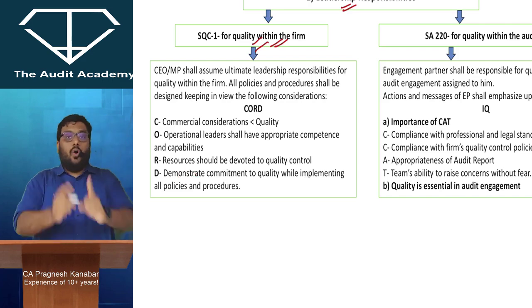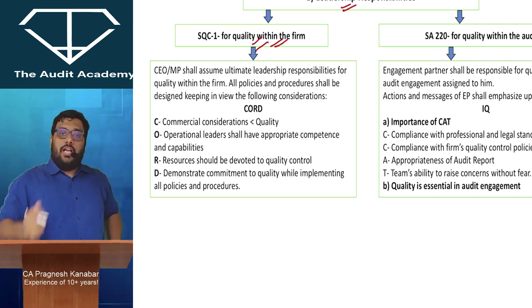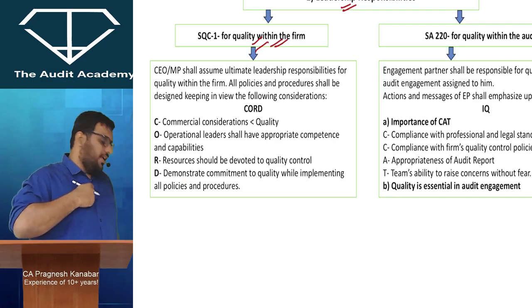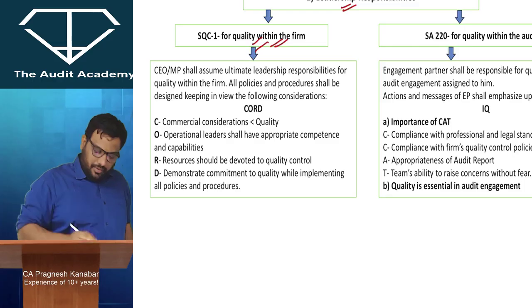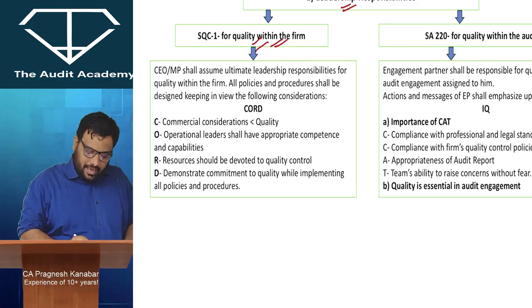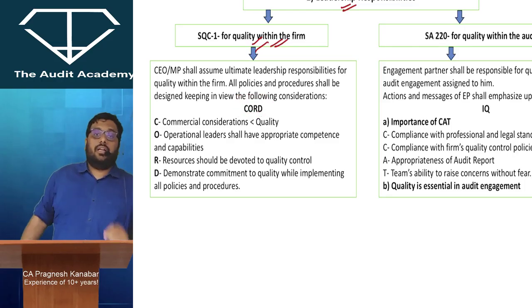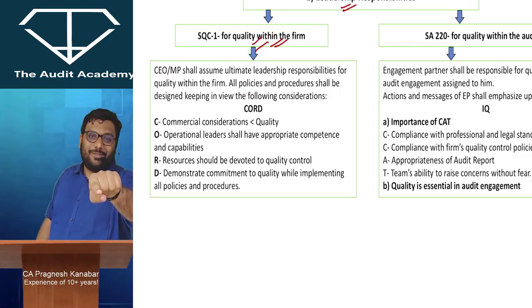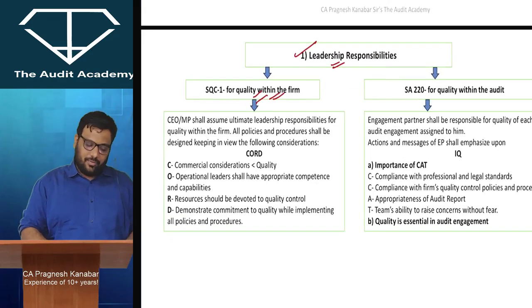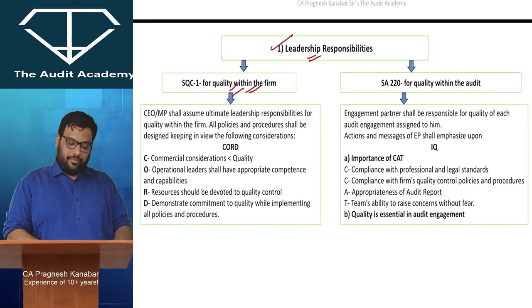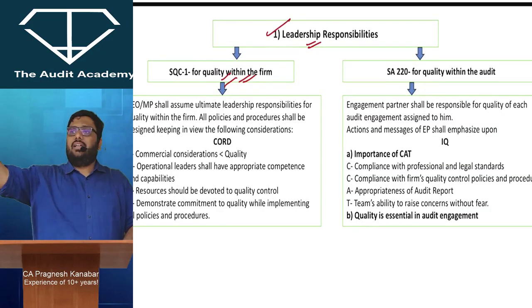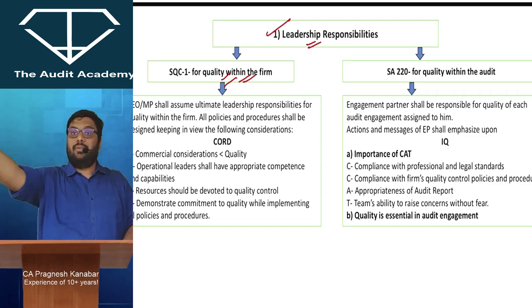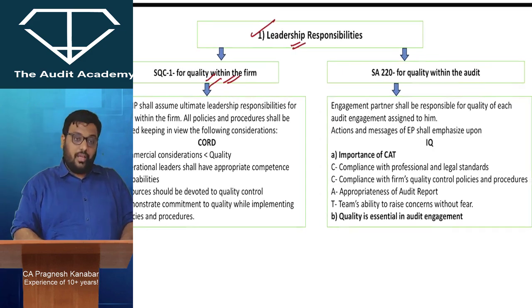Then, in all my policies and procedures, I should as a leader demonstrate commitment to quality. So everyone, as a leader, I need to consider code for maintaining quality within the firm. So you get your 4 marks for leadership responsibility for quality within the firm. Operational leaders are the leaders who are looking after every single operation. The firm has so many operations, admin operations, assignments to be handled, HR head and so on.